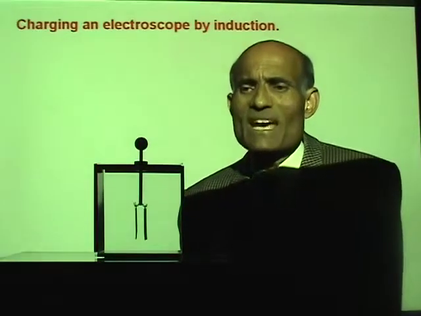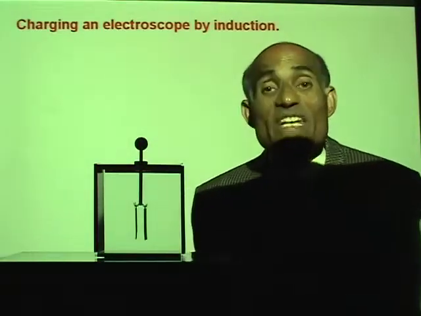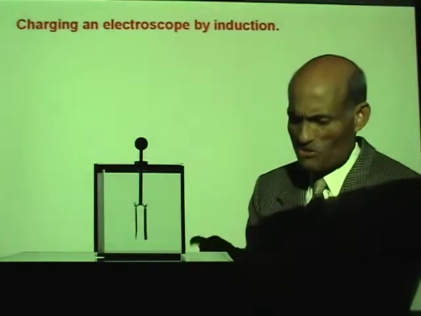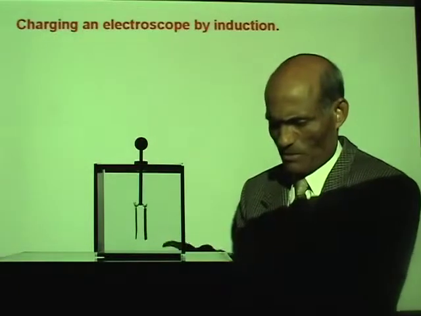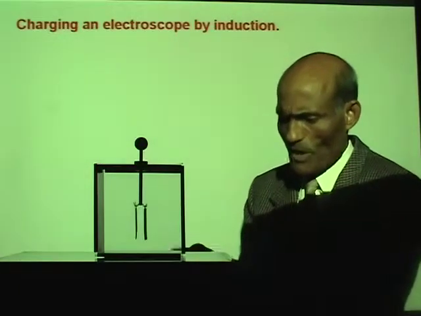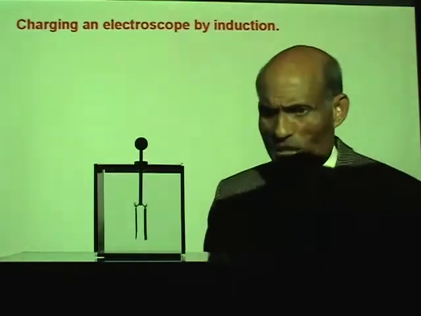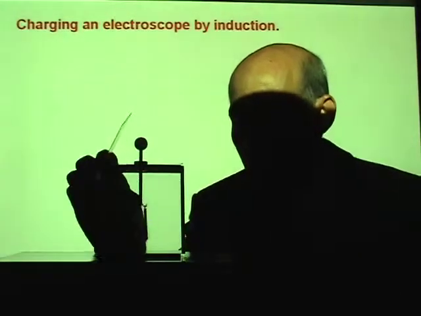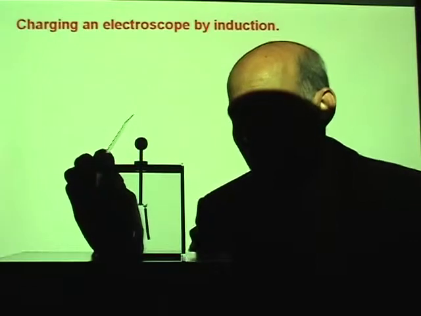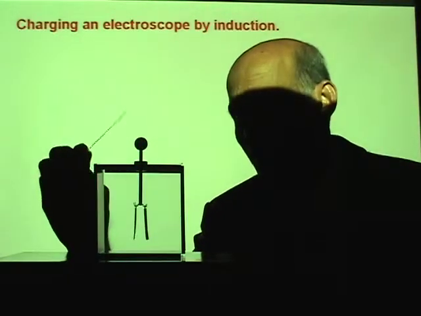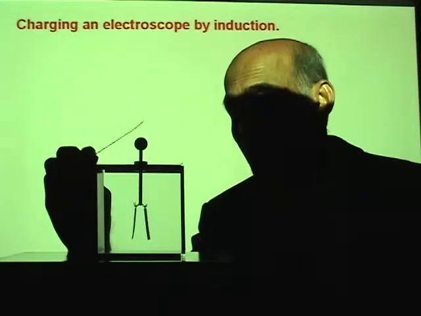If I bring a charged object near the electroscope, let's see what happens. I'm trying my best to charge it. All right? I'm rubbing it very furiously. Now, bring it close to the electroscope, but don't touch it. Now, can you see what happens? I haven't touched it, but the leaves are diverging. Can you tell me what happens?